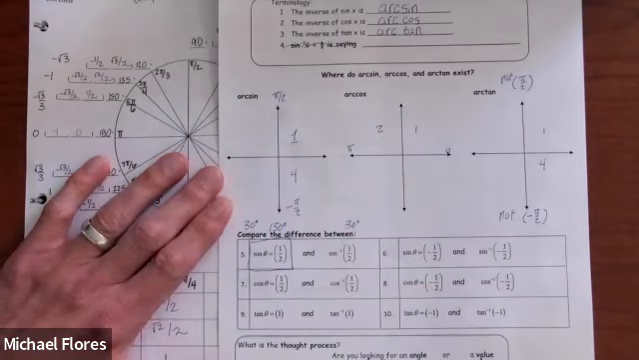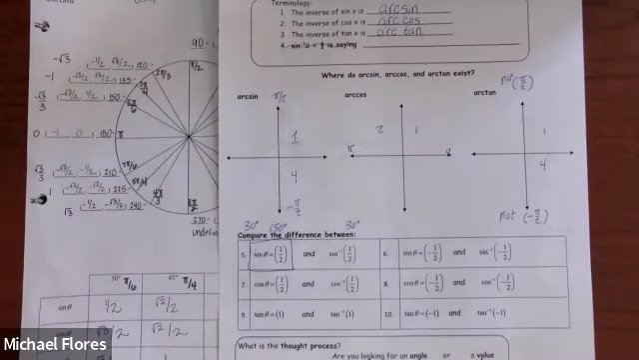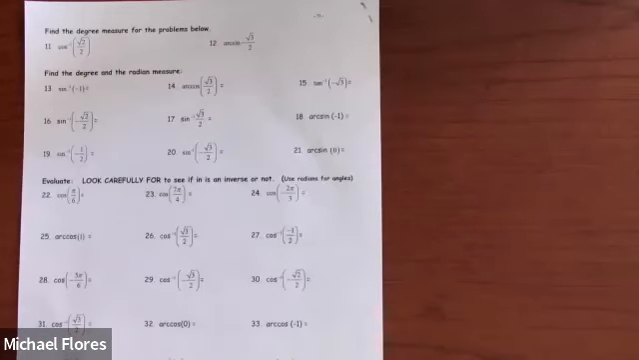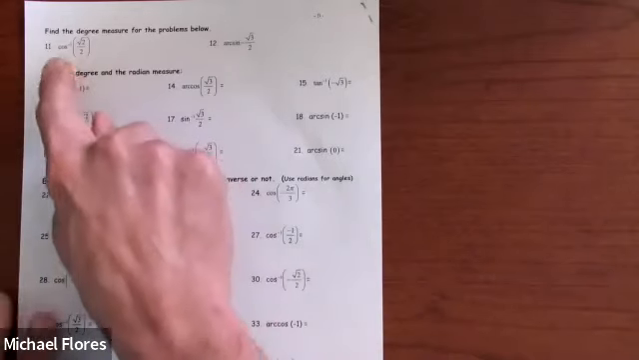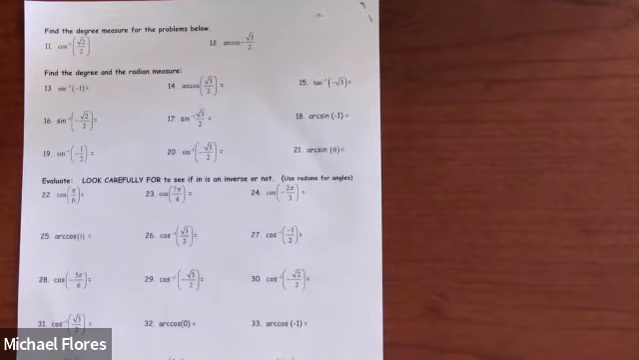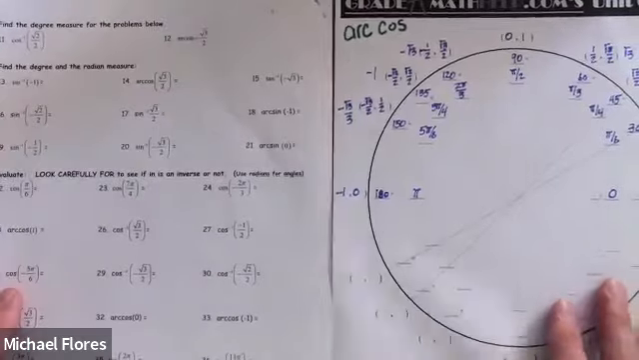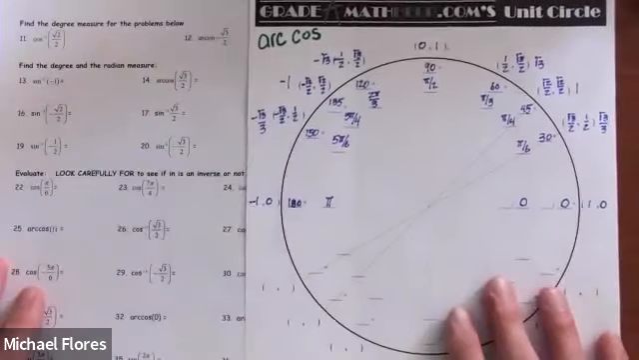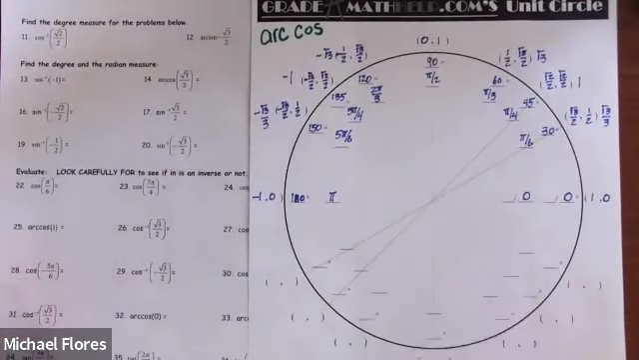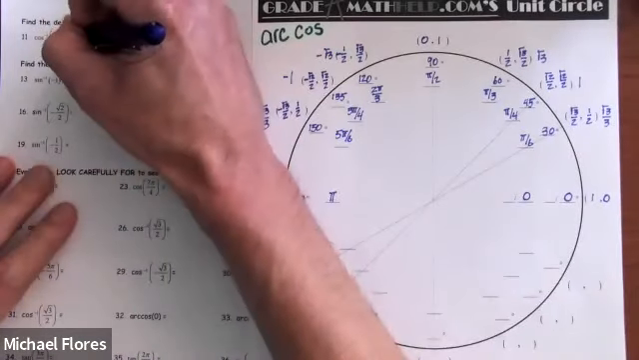Okay, let's go ahead and skip over to the back where we have a little bit more room to work. Find the degree measure for the problems below. Arc cosine. So we want to use our arc cosine cheat sheet here. So arc cosine of root 2 over 2. We're just trying to figure out which cosine value has positive root 2 over 2. There it is. That's the only one. So 45 degrees.